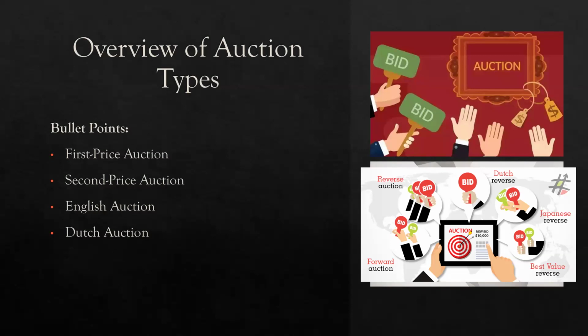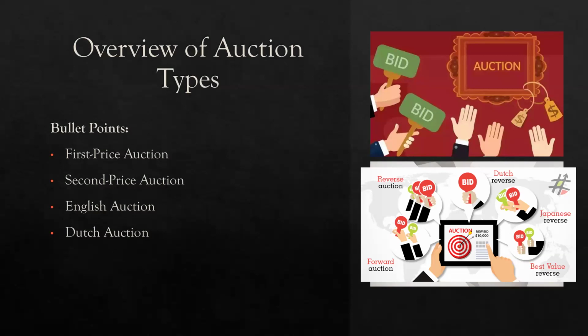Today we are going to discuss the first one, the first price auction. So let's start with that. In this type, all the bidders submit one bid in secret. Once all the bids are submitted, the highest bidder wins, but pays the price they bid. It's straightforward, but involves strategic bidding since you don't want to pay more than necessary, yet you need to bid high enough to win.